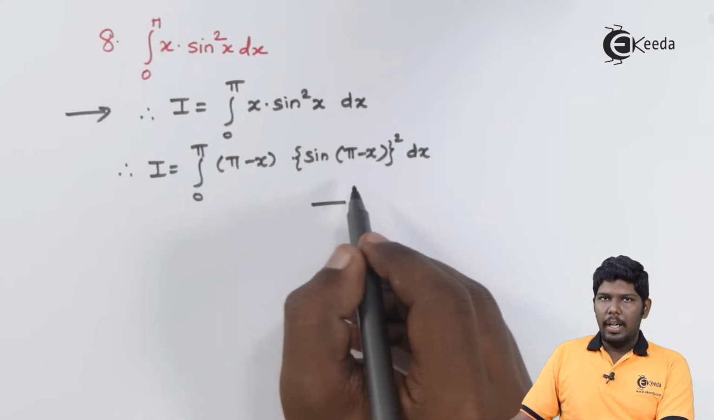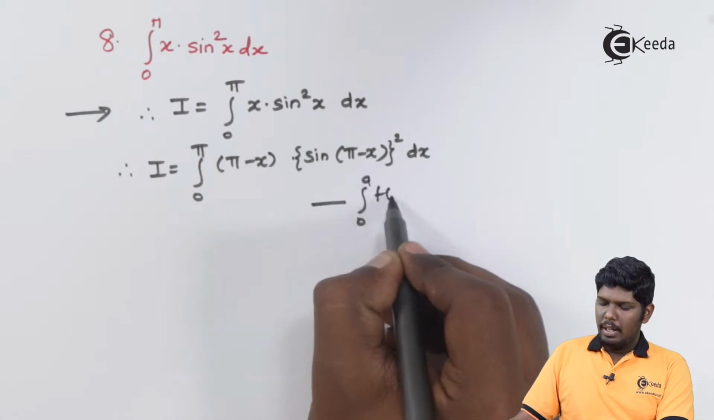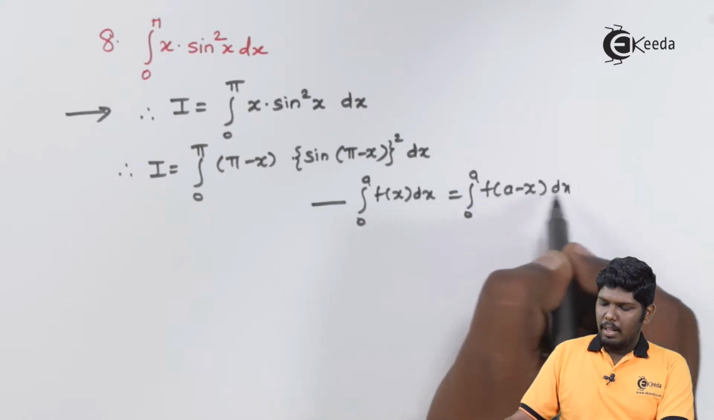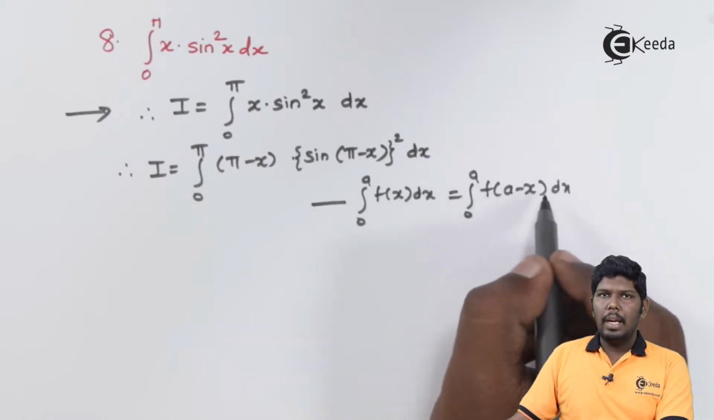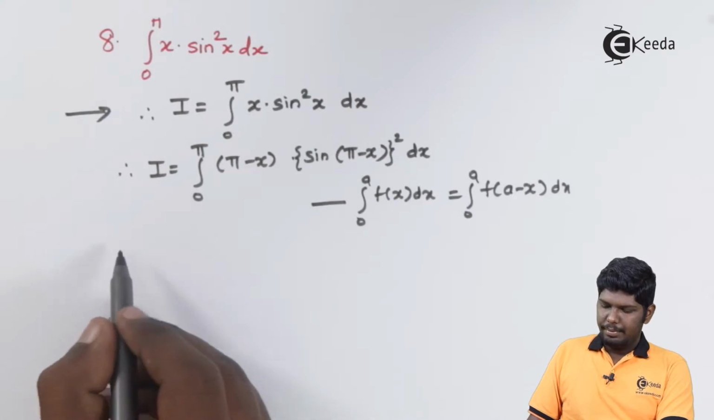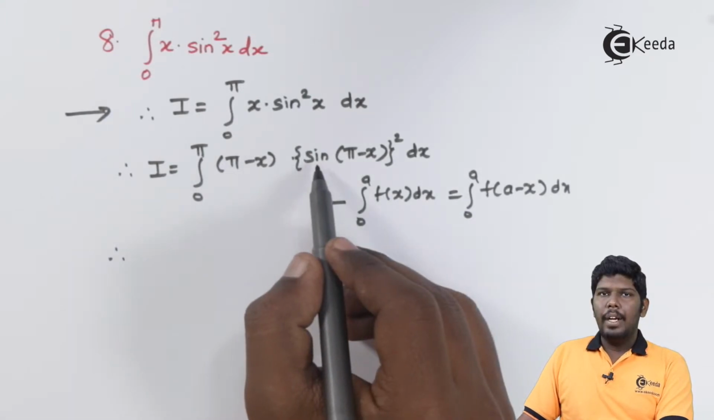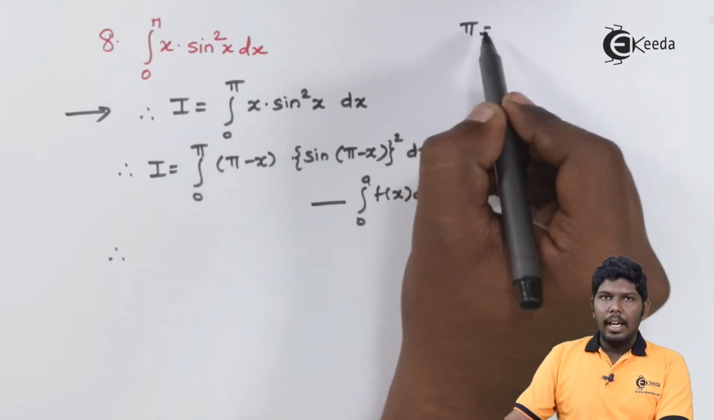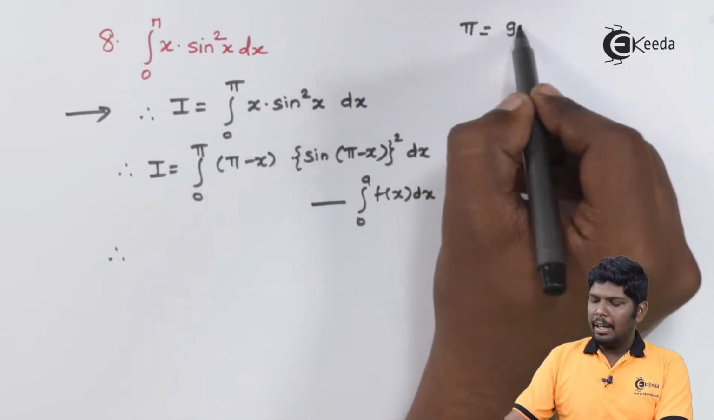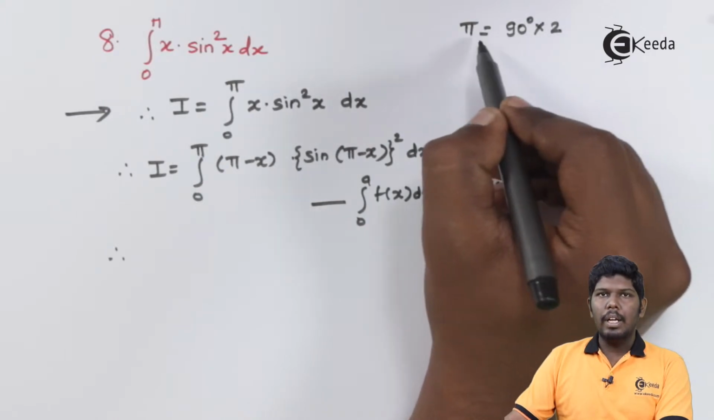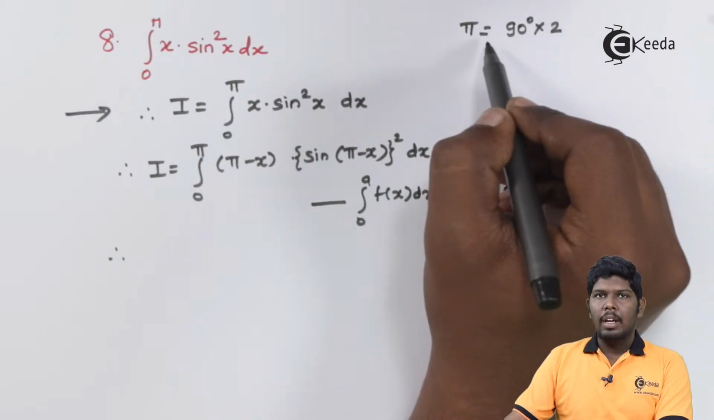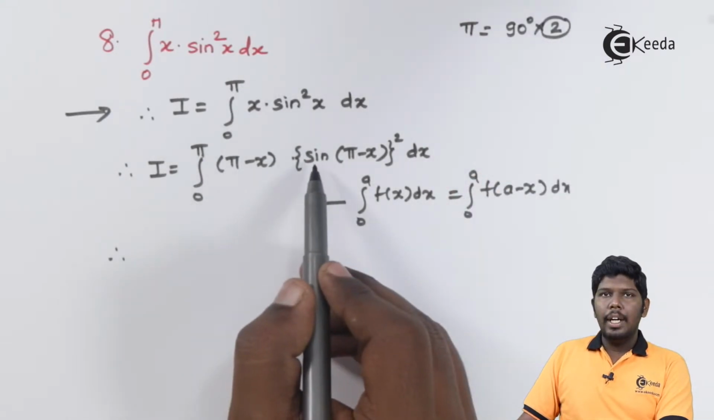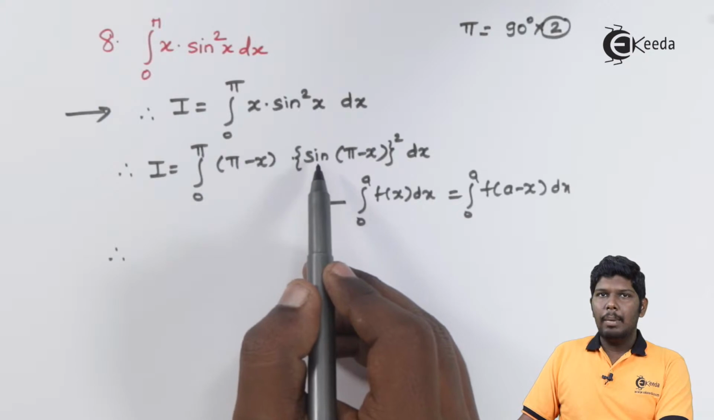We need to mention the property which is integral 0 to a f of x dx is equal to integral 0 to a f of a minus x dx. Now, how to find the value of sine of pi minus x? As we know, pi is an even multiple of angle 90 degree. So 90 degree into 2 will give you pi radians, that is 180 degree. Now, always remember that if we have an even multiple, there is no need to change the value of sine. Sine will remain sine only.